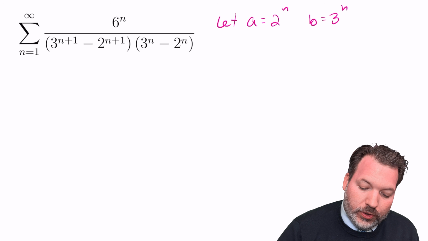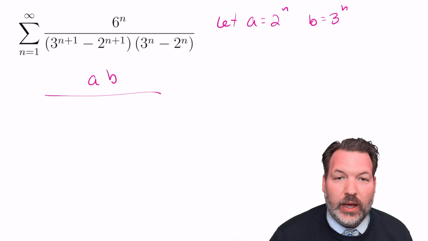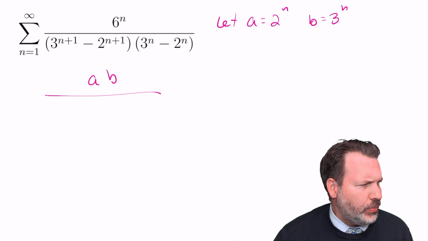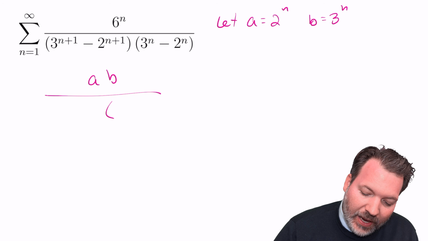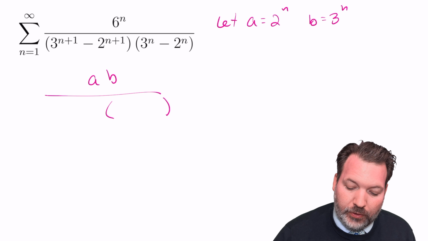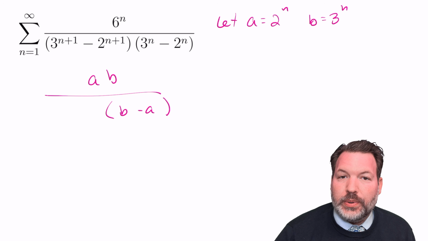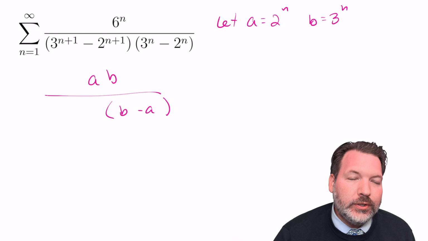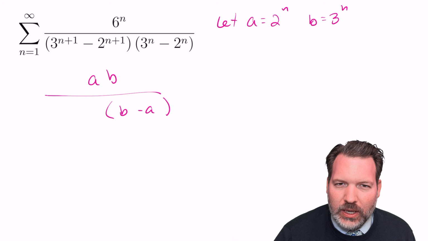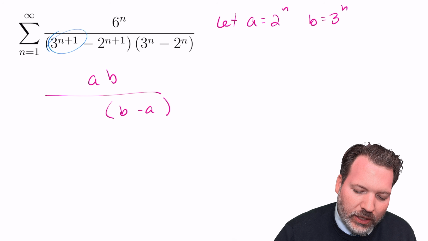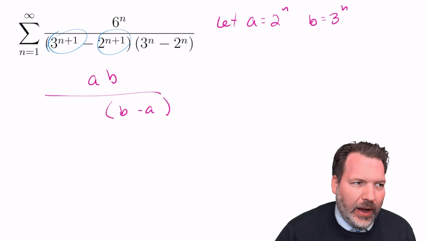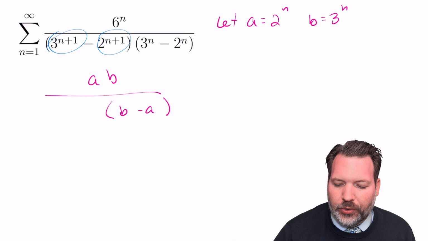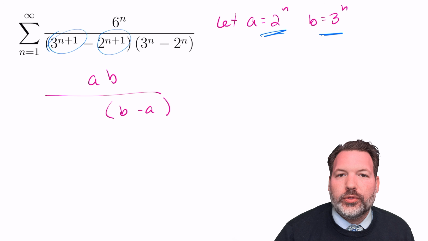Our numerator, of course, would now just be a times b, where a is 2 to the n and b is 3 to the n. And then the second term in our denominator, very straightforward, is simply going to be b minus a. But then the first term in the denominator, I'm going to have to manipulate a little bit. What on earth should the connection be between the next power of 3 or the next power of 2 and the current powers of 3 and 2?